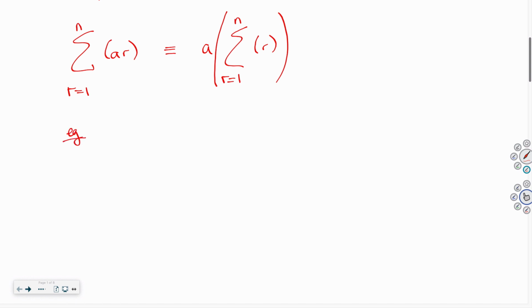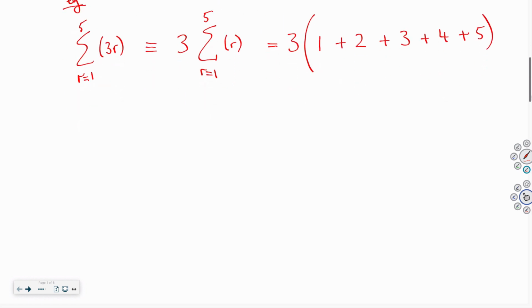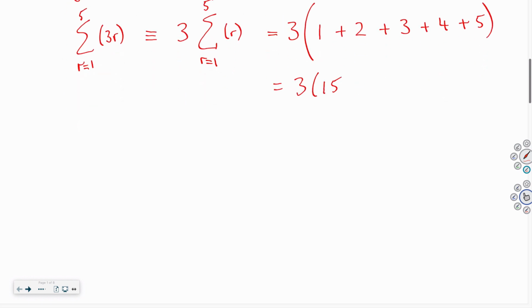So for example, if we have the summation of r equals 1 to 5 of 3r, that's the same as 3 lots of the summation from r equals 1 to 5 of r. And we can write that as 3 times: r as 1 gives us 1, r as 2 gives us 2, then r as 3, r as 4, and then we stop at r equals 5. Adding all those together, we'll get 5 plus 5 is 10, plus 4 plus 1 is 15. So that gives us 3 times 15, which gives us 45.